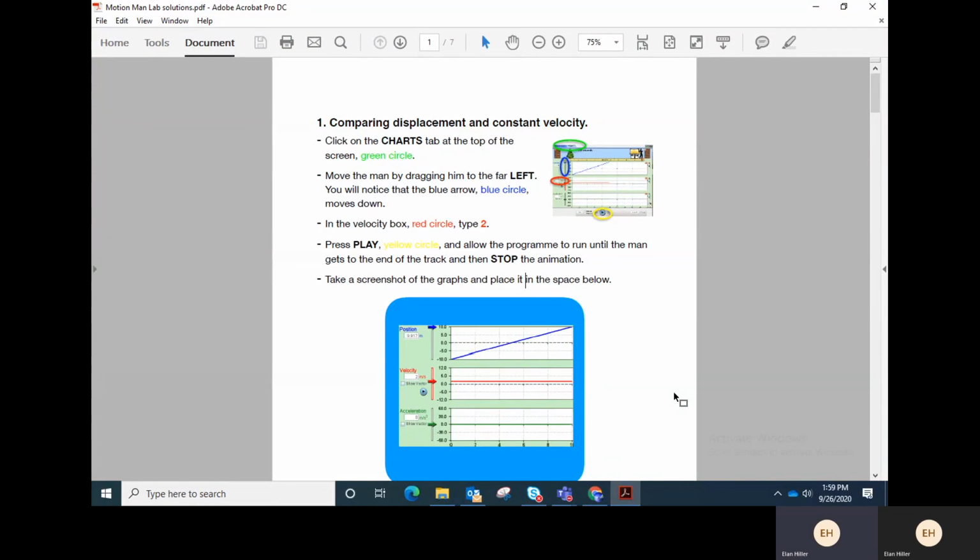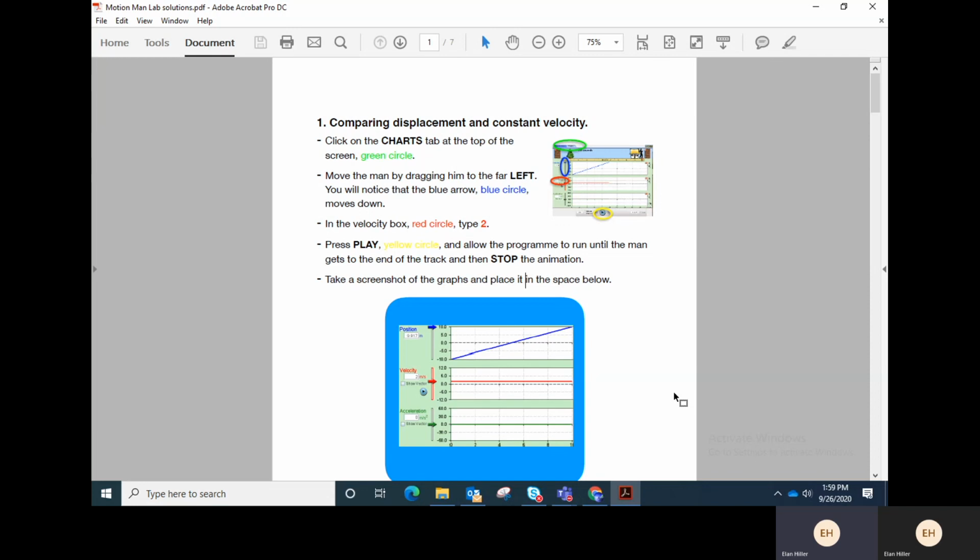In this tutorial, we're going to look at how to use the PhET moving man simulation and take a look at position, velocity, and acceleration time graphs in terms of how those graphs would look with constant velocity motion and then again with constant acceleration motion.